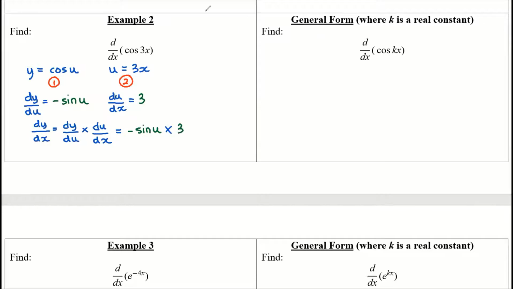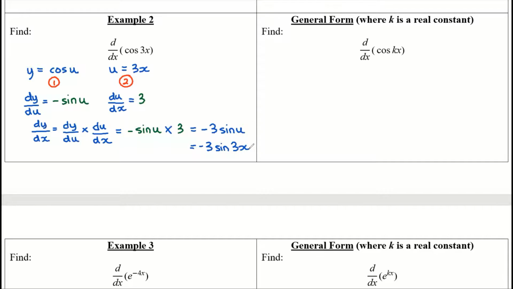So we don't usually leave the constant on the right-hand side when there's a trig ratio involved. So that's going to come to the front. So that's going to be negative 3 sine u, and then we substitute the u back in. That's going to be negative 3 sine of 3x. All right, so that appears to be the result for that one.